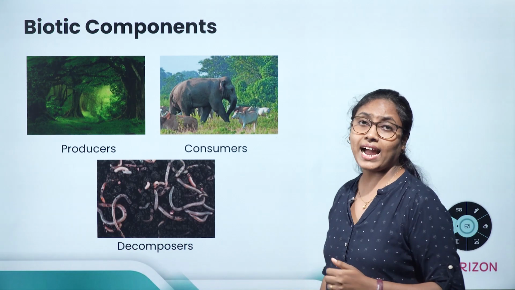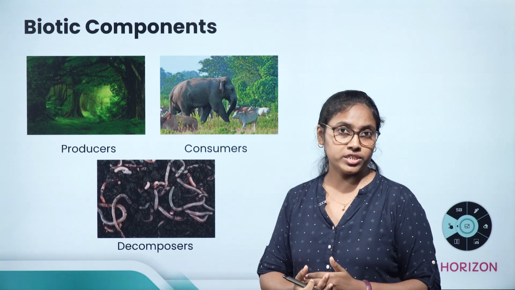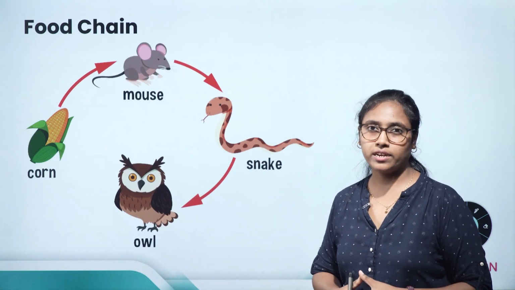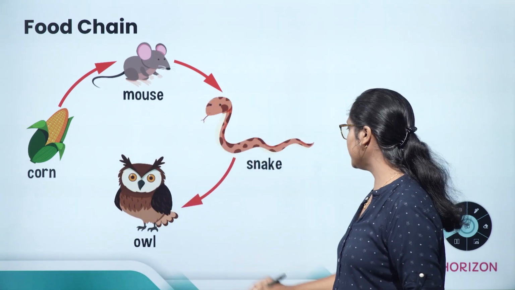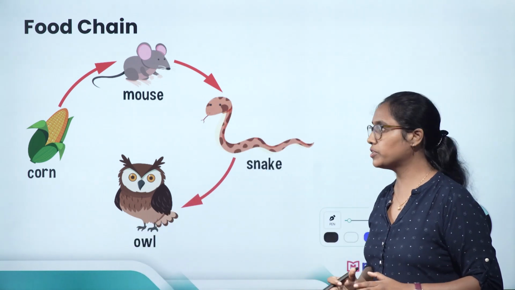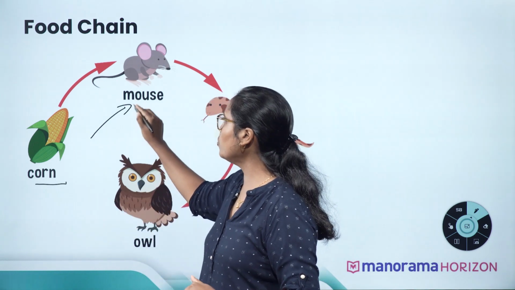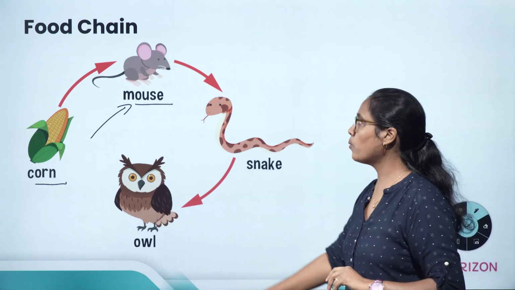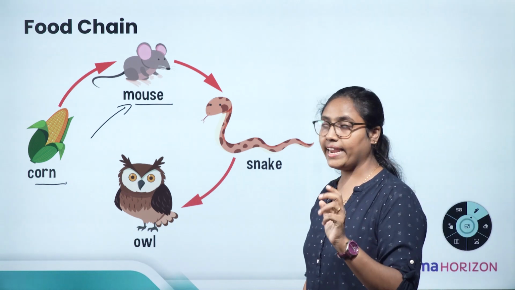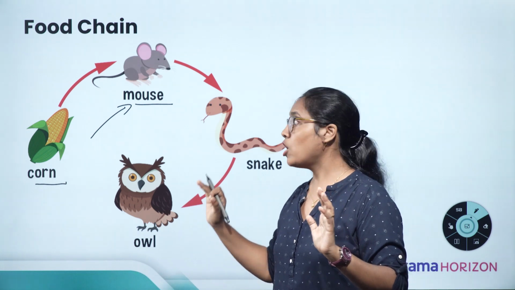Now, as I told you, between producer, consumer and decomposer there is an interaction in their food. Now, we will be studying the food chain. What is a food chain? A food chain is a linear interaction of producers and consumers. Here you will see that one organism is being consumed by the other organism, and why? To obtain energy. So, a food chain is a linear interaction of food.